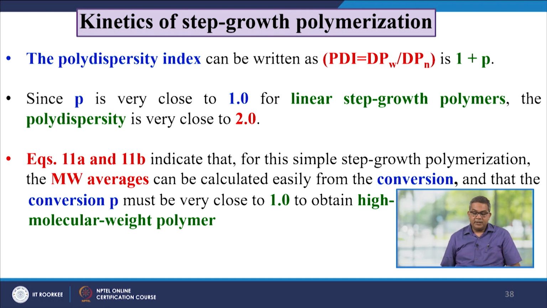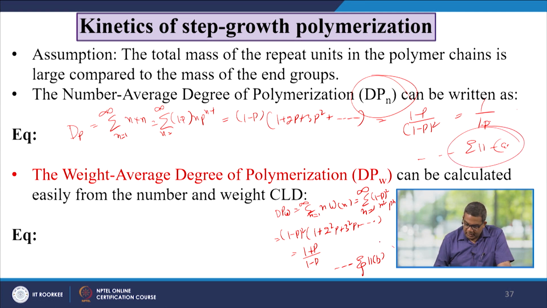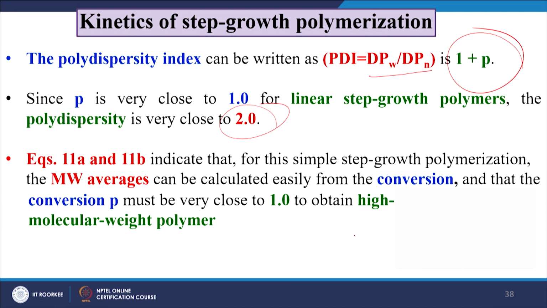Now the polydispersity index can be written as PDI is equal to DPw over DPn, which is equal to 1 plus P. Since P is very close to 1 for a linear step growth polymerization, the polydispersity is very close to 2. So if we consider equation 11a and equation 11b, this indicates that for simple step growth polymerization, the molecular weight averages can be calculated easily from the conversion, and that the conversion P must be very close to 1.0 to obtain a high molecular weight polymer.